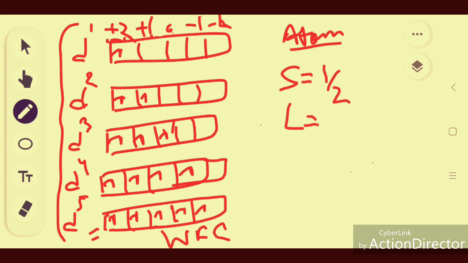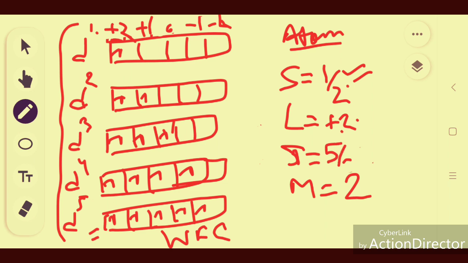L is equal to plus 2 because this electron is present in the orbital with L value equal to plus 2. So for the value of J, first we have to calculate the multiplicity. If S is half, the multiplicity will become 2. So it is a doublet, and there will be two J values. That is L plus S, which is 5 upon 2, and the other value will be 3 by 2.